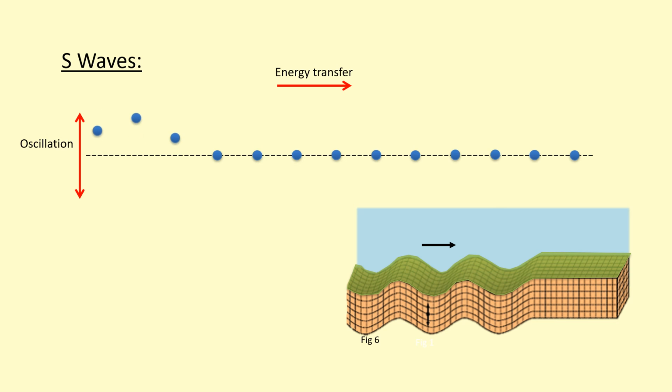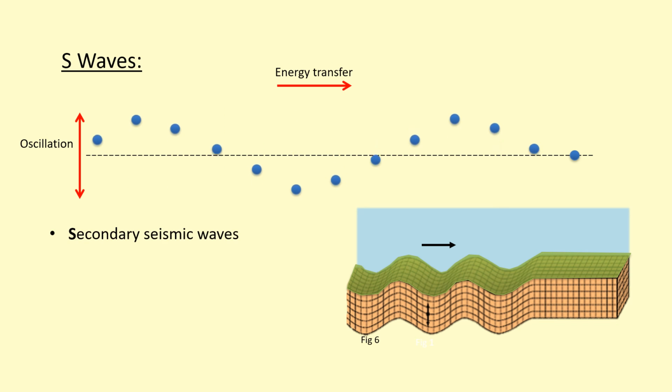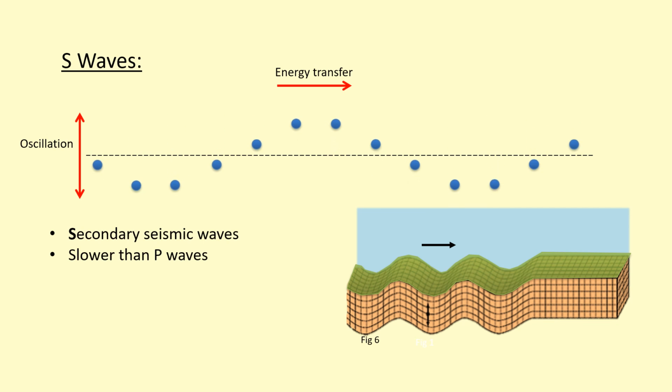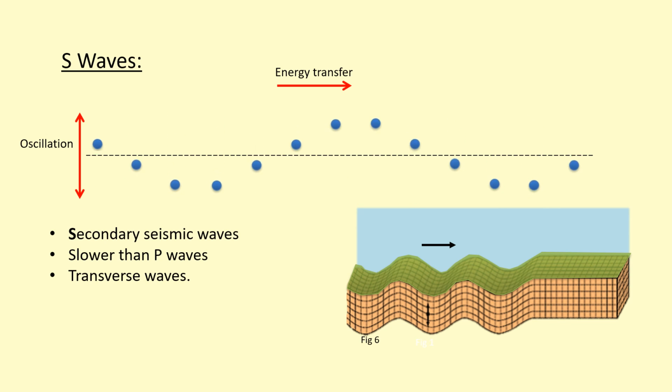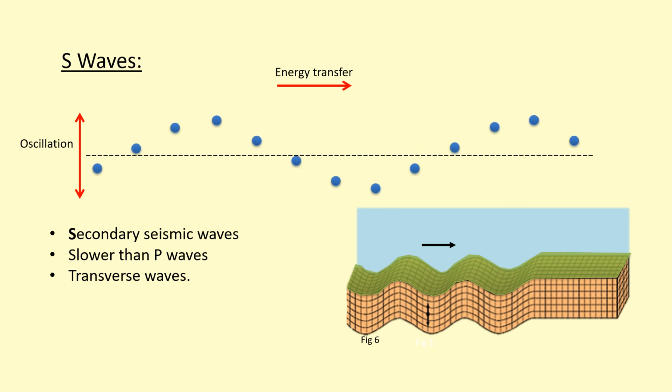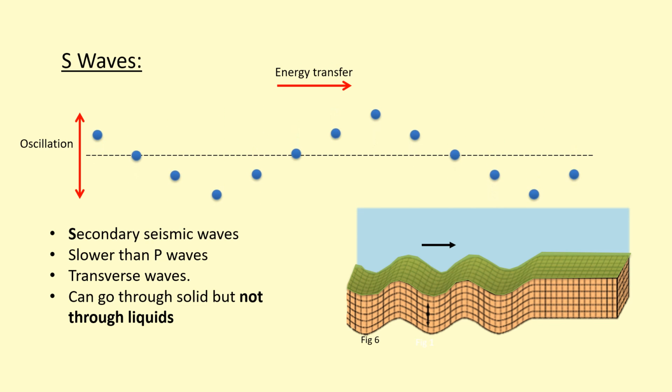The second type of seismic waves we're going to look at are called S waves. S waves is short for secondary waves, and they're called this because they're slower than the P waves, so they arrive second. And as you can see, the particles in an S wave are oscillating perpendicular to the direction of energy transfer. In other words, it's a transverse wave. Finally, the important thing to know about S waves is they can't go through liquid.